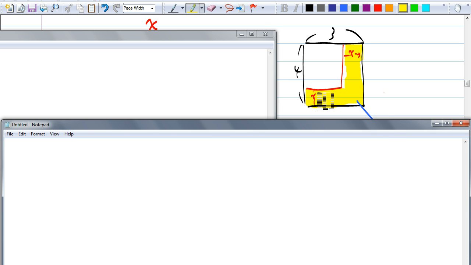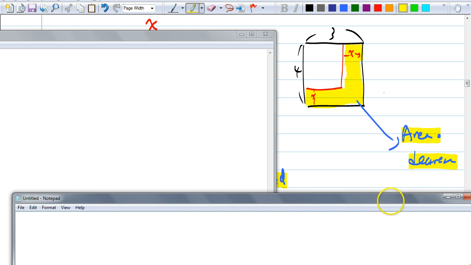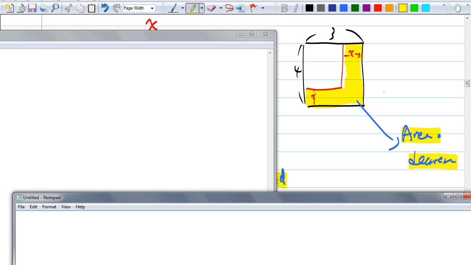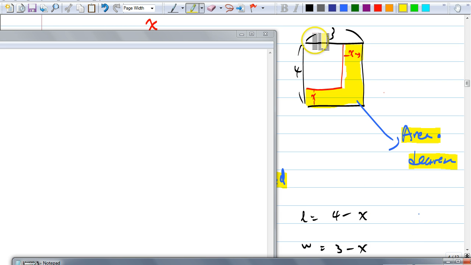Okay, 3 minus x. Is that okay, guys? What's the length, Eric? 4 minus x. Yeah. So even if you did it on the other side, your picture may look a little bit different. Your area may look like an L. Is that what you have? Yeah. So nevertheless, the length and width are the same dimension.